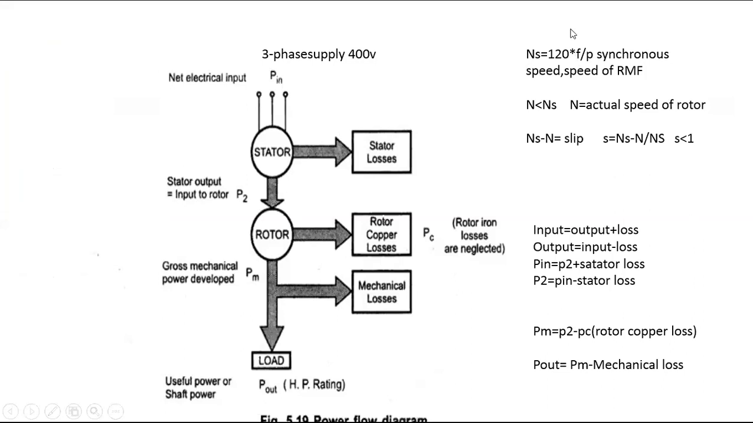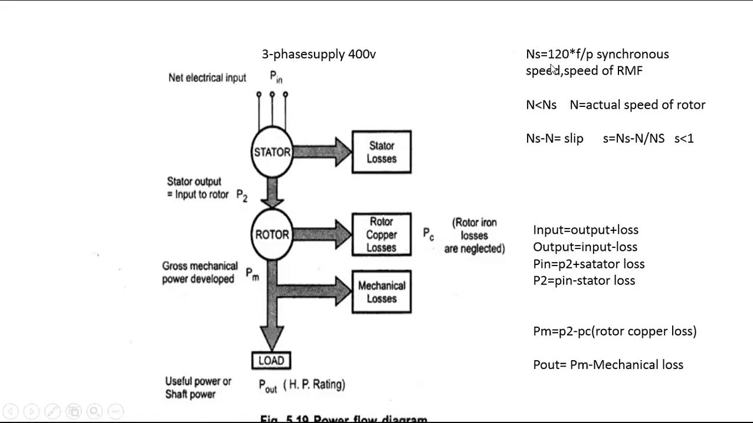First we write the synchronous speed. In the induction motor, we have stator and rotor. When power supply is applied to the stator, or the stator windings are excited by three-phase input supply, what happens? A rotating magnetic field is created. That rotating magnetic field rotates at synchronous speed. The speed of that magnetic field is given by 120 into f by p. Why is it 120 into f by p? We have seen in the working principle.